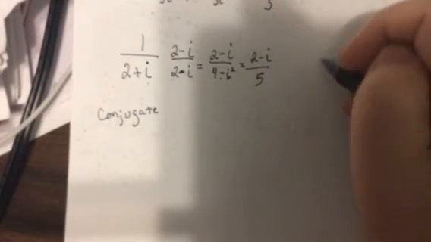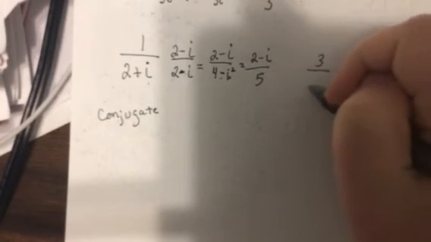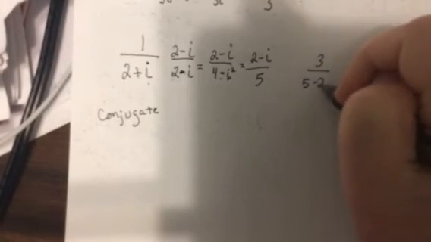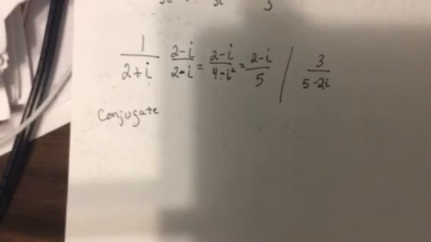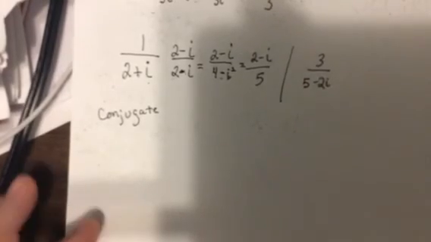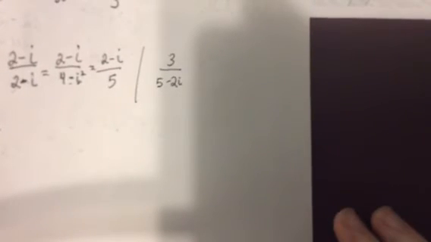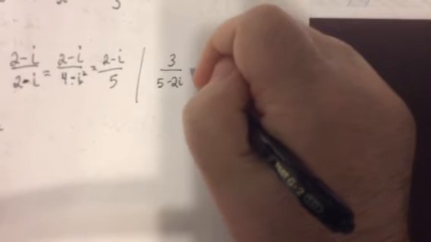So, okay, what would this be then? Well, again, it's just like the radicals. So you have 3 over 5 minus 2I. So we'd multiply the conjugate.